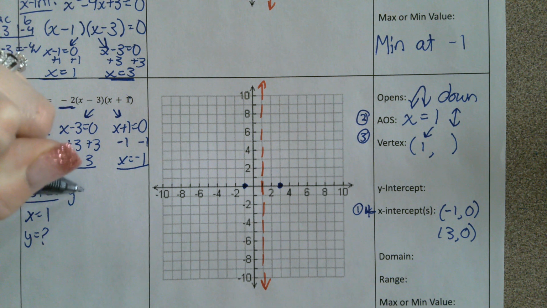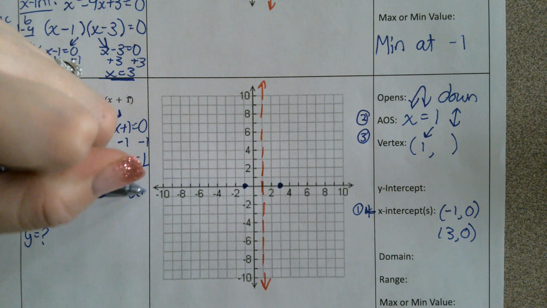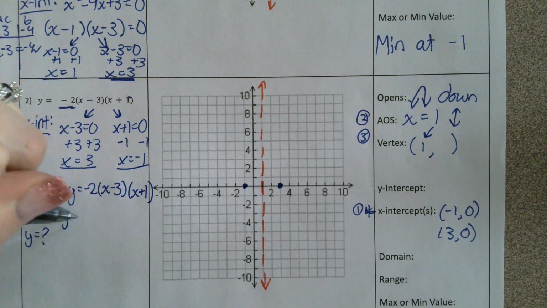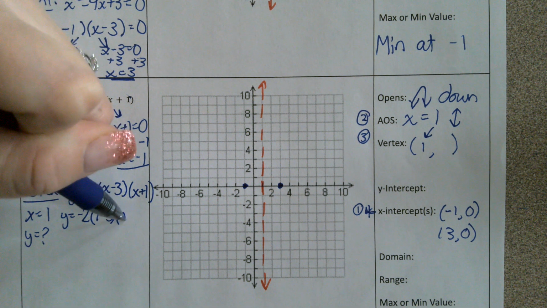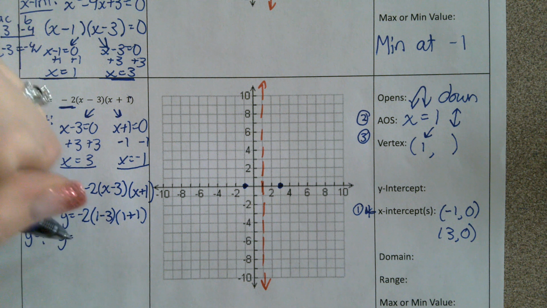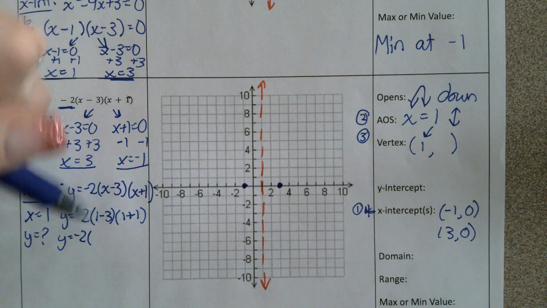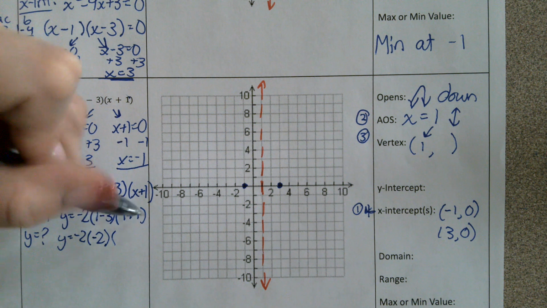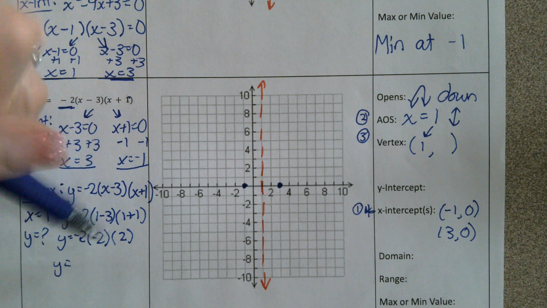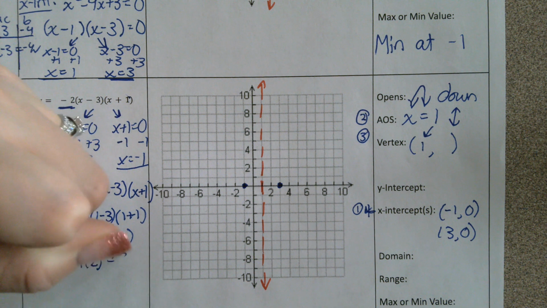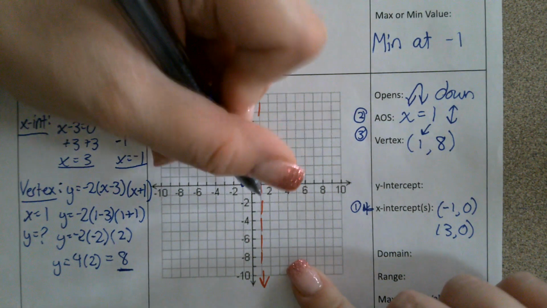Our equation: y equals negative 2 times x minus 3, x plus 1. Negative 2 times, now we're going to replace x with 1. 1 minus 3, 1 plus 1. Remember, these parentheses say multiplication, so keep them there. Negative 2 times 1 minus 3, that's negative 2, times 1 plus 1 is 2. Now I just multiply all of this. Negative 2 times negative 2 is positive 4, times 2 is positive 8. So the y value over here is 8. So 1, 8, let's graph that.